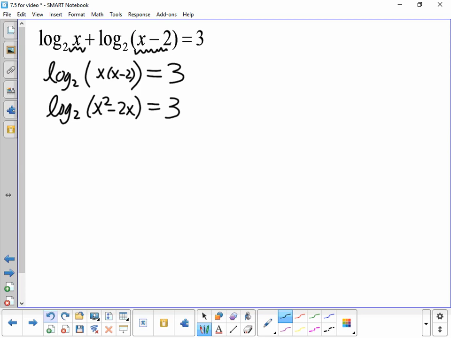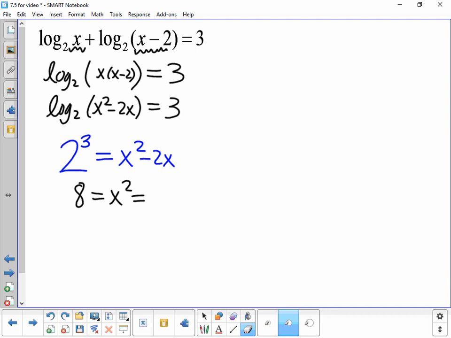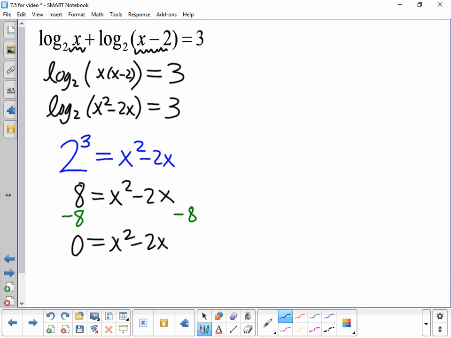All right, so now we're ready to rewrite it. If we rewrite this, our base is 2, so it'll be 2 to the third power is equal to x squared minus 2x. Well, 2 to the third power is 8, so we have 8 equals x squared minus 2x. And this is a quadratic equation. It has an x to the second power. We could solve this by attempting to factor it. Before we attempt to factor something, we want to go ahead and get it equal to 0. So we're going to subtract 8. So we have 0 equals x squared minus 2x minus 8.